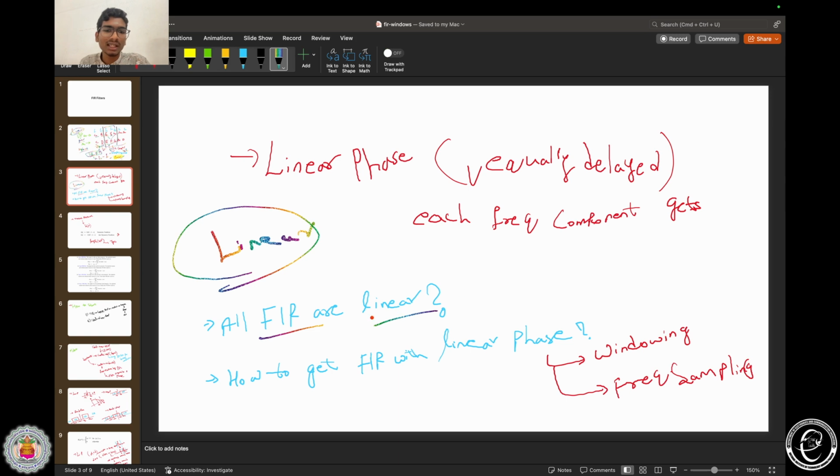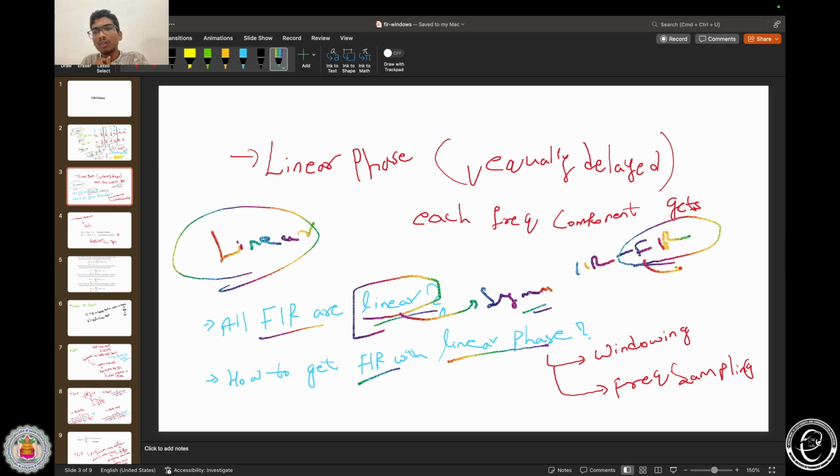Because this linearity condition only depends upon the symmetry of the impulse response. If the impulse response is symmetric or anti-symmetric, based on that the phase is linear. Okay, that's fine. Now we have understood what linear phase is. So what is the difference between IIR and FIR?